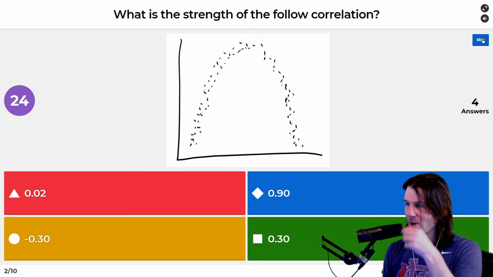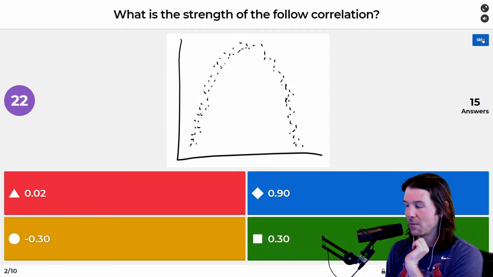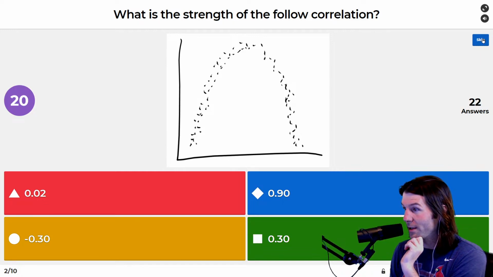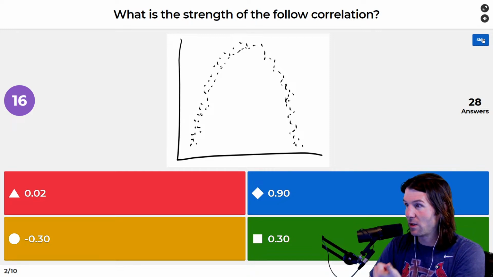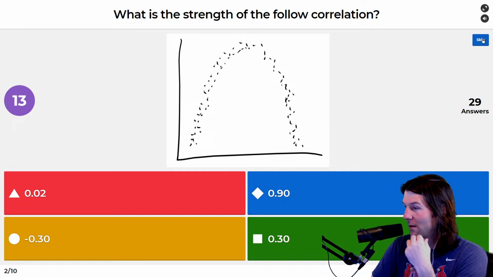Shocker, right? What is the strength of the following correlation? So you need to look at it and say, is it strong? Is it weak? Is it negative? Is it positive? Is it linear? Is it not linear? And I just mentioned the direction, the form, and the strength.